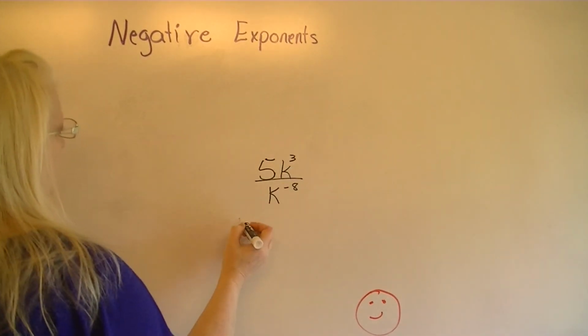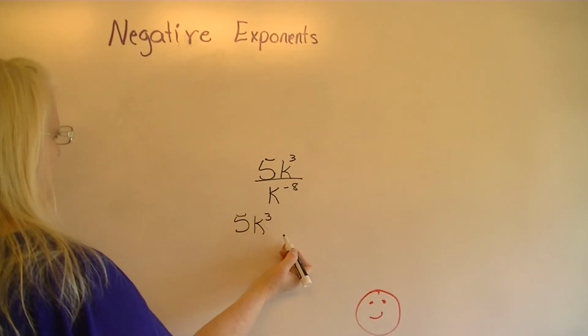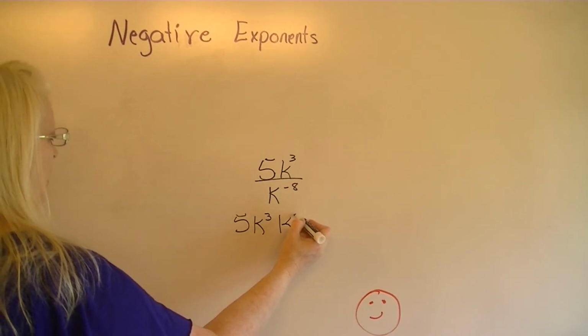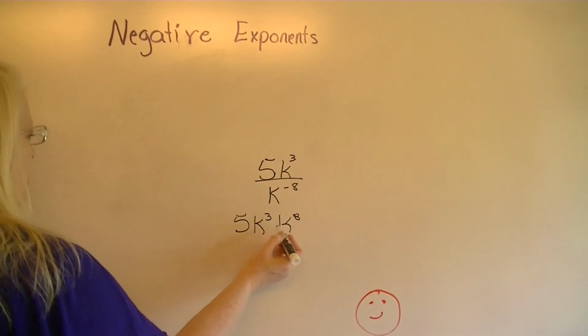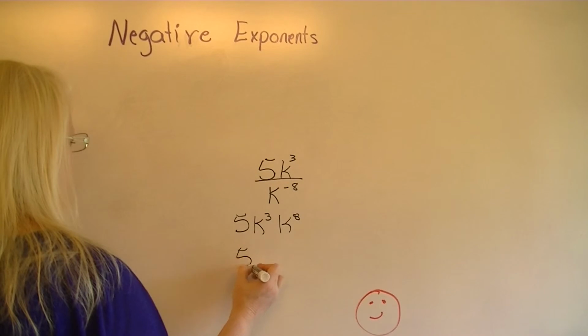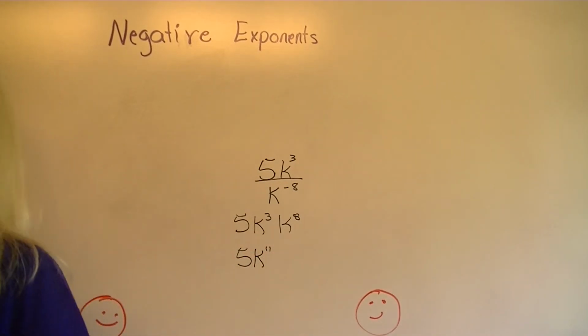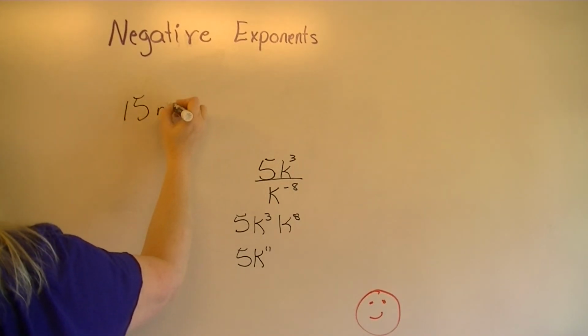So my 5 is in the right spot, and the k to the 3rd power is in the right spot, but the k to the negative 8 needs to flip up to the top, and it becomes k to the 8th. And then we use our rule for multiplying the same base, and that would be 5 times k. We would add the exponents, k to the 11th power. Let's take a look at this problem.